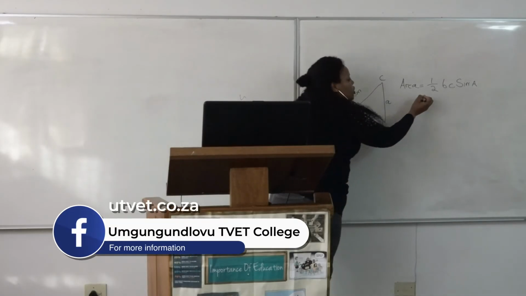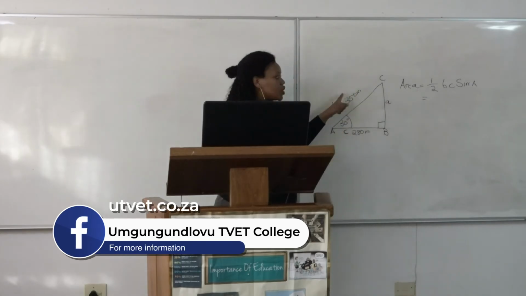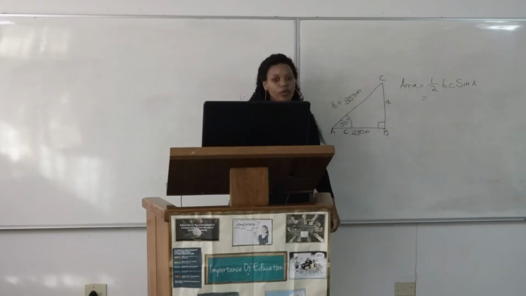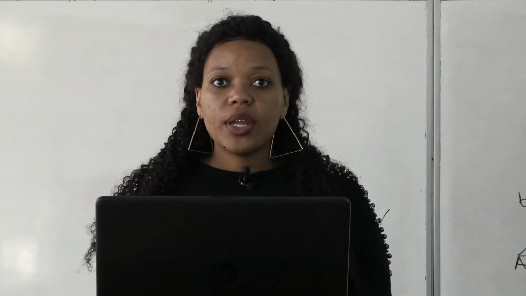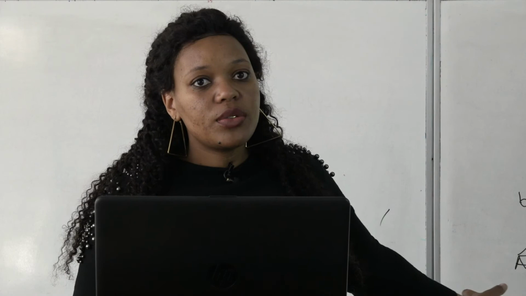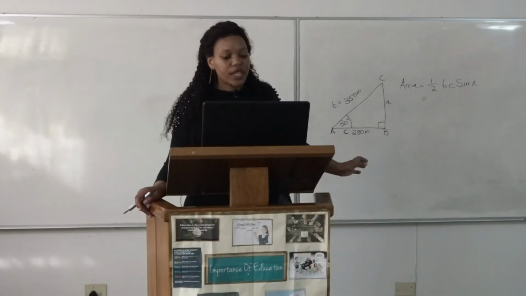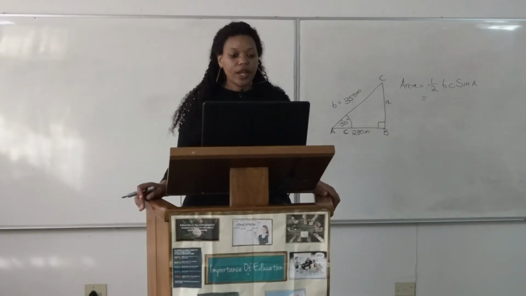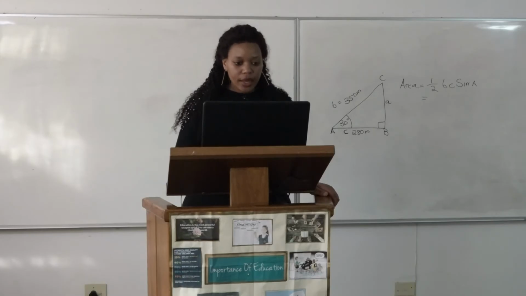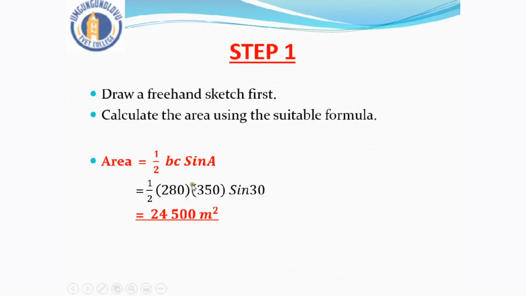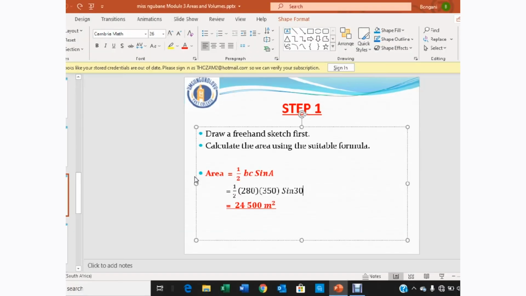So what you need to do now, you need to substitute all these values in what? In your area formula. You need to substitute all the values that you have put on the rough sketch into the area formula. Your B here is not 240. Let me change these values here.